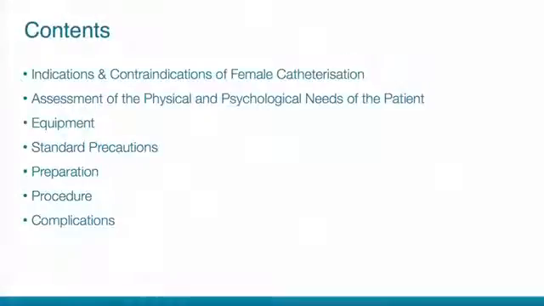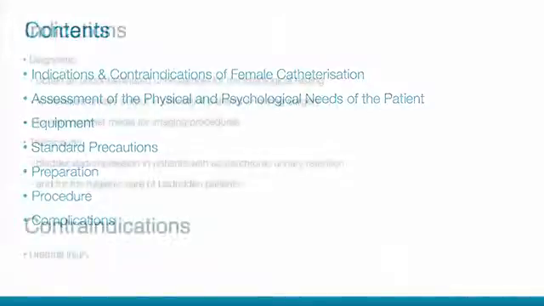We start with an overview of the indications and contraindications of urinary catheterisation, assessment of the physical and psychological needs of the patient, choosing the correct equipment, and standard precautions. The procedure for insertion of a female urinary catheter is illustrated fully, and some of the possible complications are described.